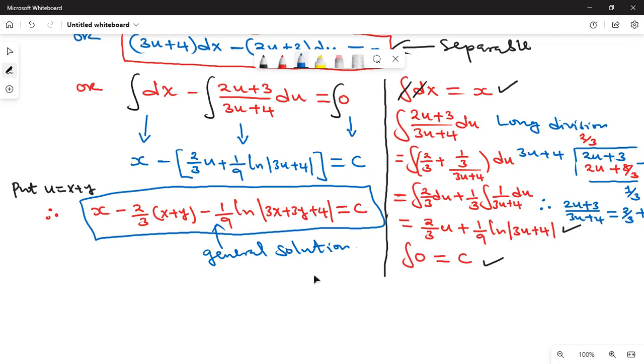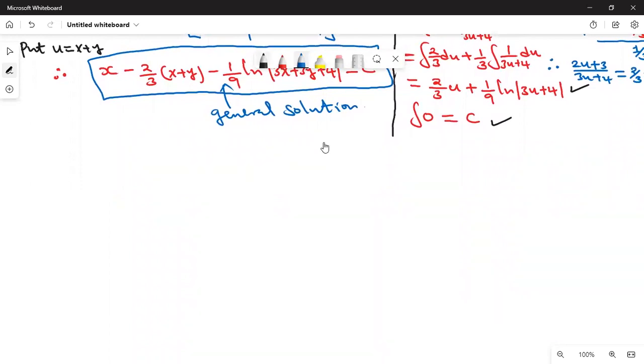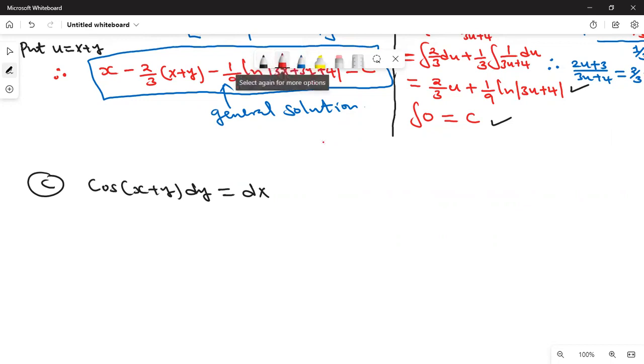Finally, in part C, we need to solve cosine of x plus y dy is equal to dx. So let me write it here. In part C, we have cos(x plus y) dy is equal to dx. That's what we have. So what do we do? We are going to make a substitution again here, because you see the way it is, it is not easy to work it out.